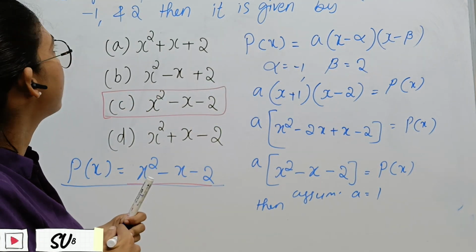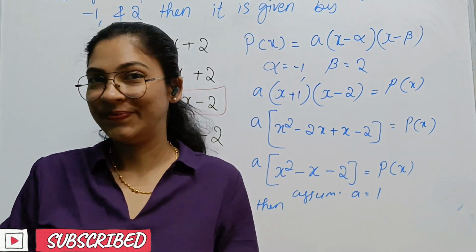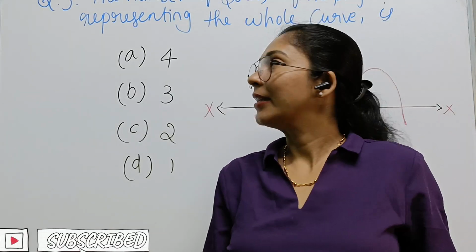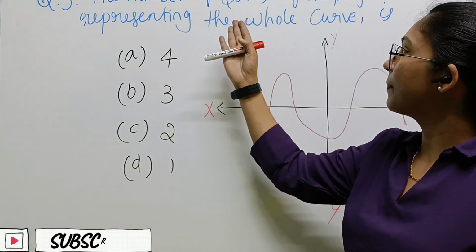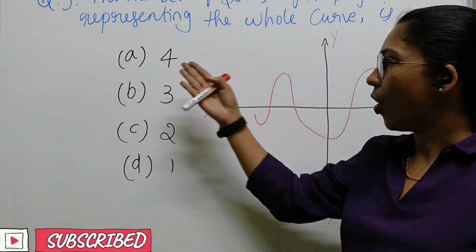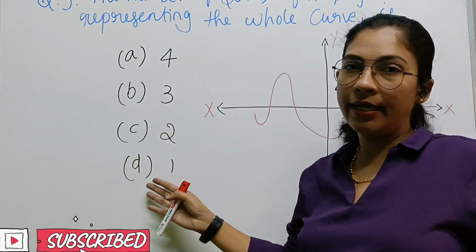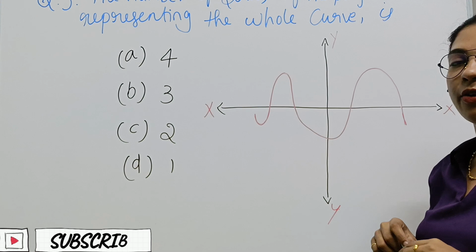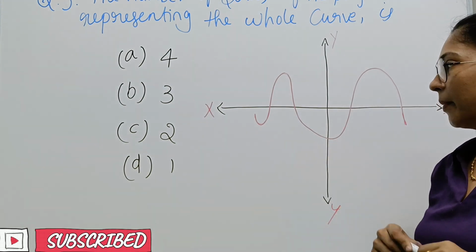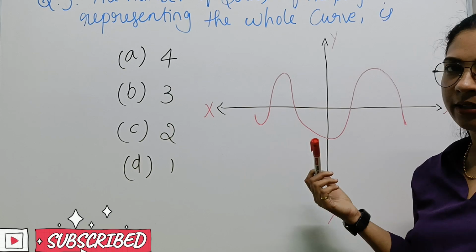Okay, so this is question number 2, and now let's move on to question number 3. The third question is the number of zeros of the polynomial representing the whole curve. Option A 4, option B 3, option C 2, option D 1. And here is a graphical representation of zeros of a polynomial, and we don't know how many zeros are there in this case.